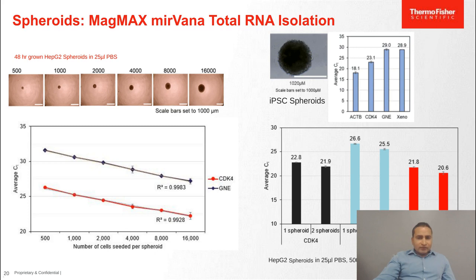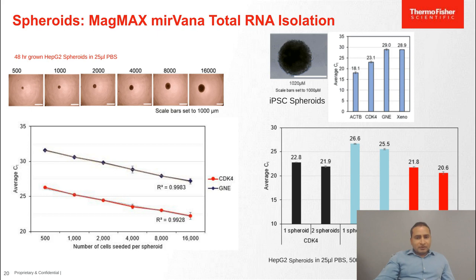We took these individual spheroids formed on a 96-well plate, washed them with PBS, and used the cell lysis and binding protocol from the MagMAX mirVana Total RNA Isolation Kit. At the end of the run on the KingFisher instrument, we do get a clean RNA. The eluted RNA was used to compare gene expression of some of the common housekeeping genes, like the kinases mentioned here, using RT-qPCR.